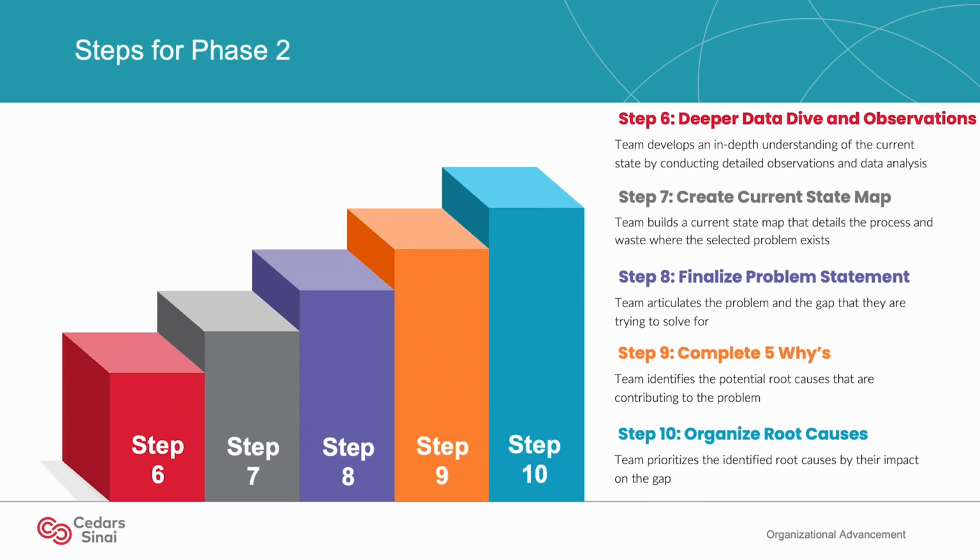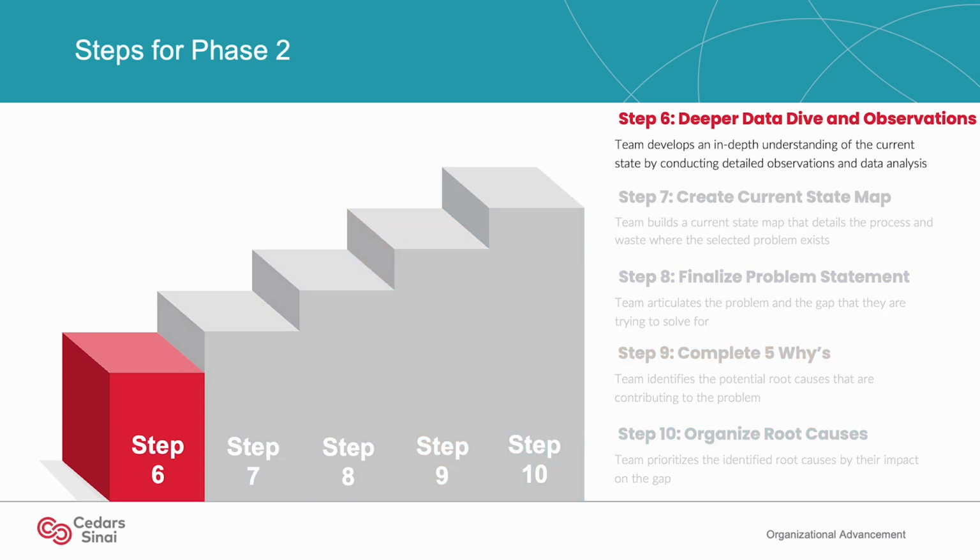Building up from the 5 steps of the previous phase, here are the next 5 steps that will help you and your team have an in-depth understanding of the problem you're trying to address. These include conducting a deeper data dive and observations, creating a current state map, finalizing the problem statement, completing the 5 whys, and organizing the problem's root causes. So let's jump into the first step, which is preliminary data review and observations.